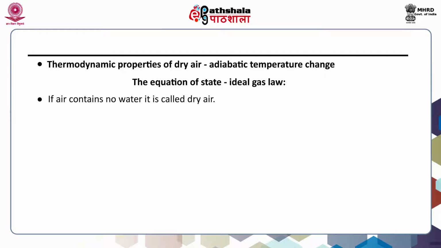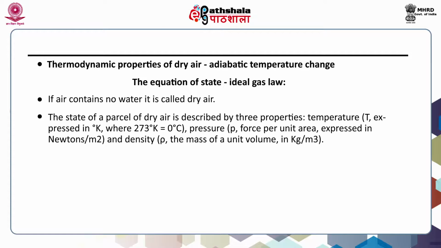If air contains no water, it is called dry air. And the state of a parcel of dry air is described by three properties: temperature T expressed in degrees Kelvin, where 273 degrees Kelvin is equal to 0 degrees Celsius; pressure, that is P, that is force per unit area expressed in Newton per square meter; and density, that is rho, that is mass of a unit volume in kilogram per cubic meter.